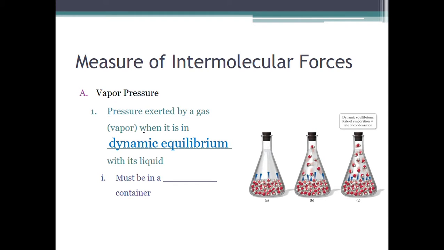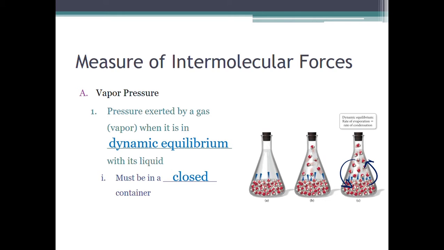We're going to talk about dynamic equilibrium a lot more in the spring. What I need you to know right now is that this just means the overall amount of vapor in a container, and it must be a closed container, is not changing. So you start by just dumping a whole lot of liquid into a container. It'll start to turn into a vapor. That's just what liquids do. And eventually you will reach a point where liquids are turning into vapor molecules at the same rate that vapor molecules are turning into liquid molecules.